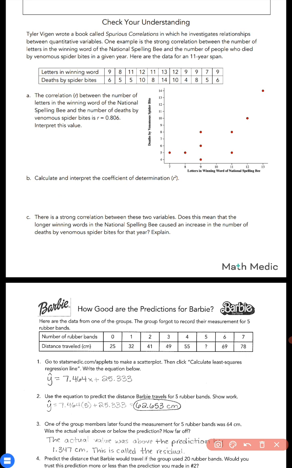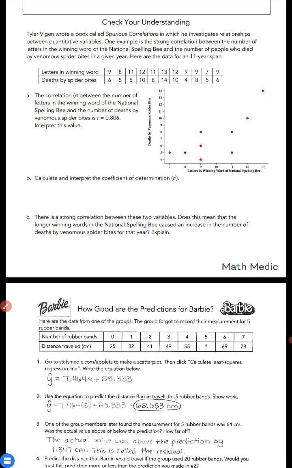Okay? So part C, there is a strong correlation between these two variables. Does this mean that the longer winning words in the National Spelling Bee caused an increase in the number of deaths by venomous spider bites? No, it doesn't. For whatever reason, there's a correlation. Maybe there's some kind of weird confounding or lurking variable that we haven't even thought about that's causing the relationship between these two. But we can't just assume because there's a correlation between two things that one has caused the other.